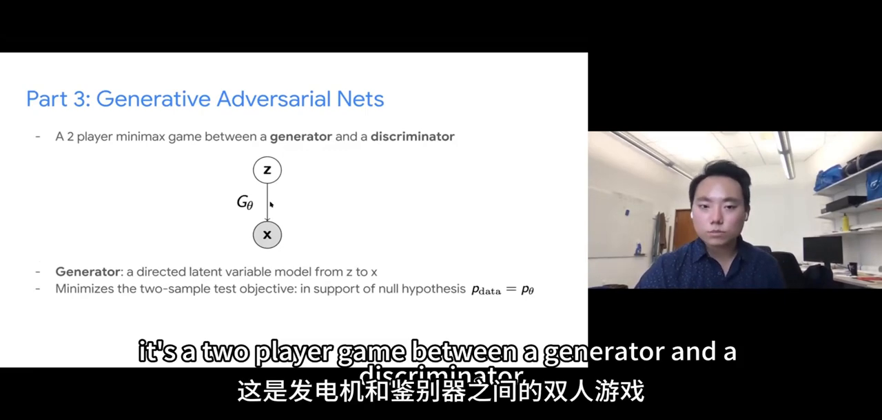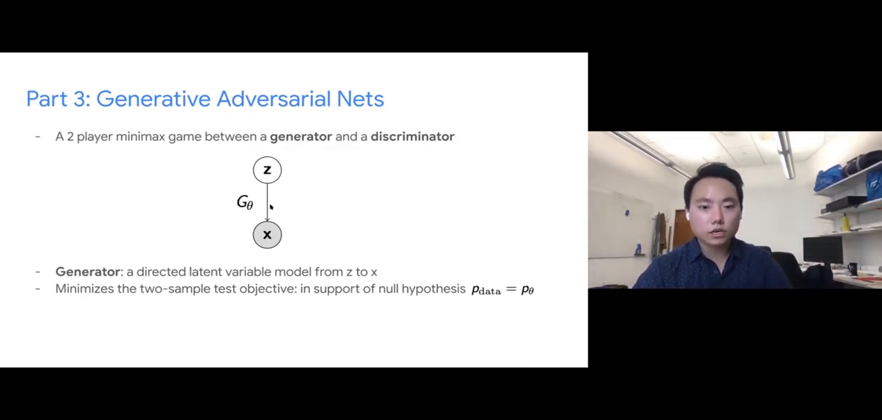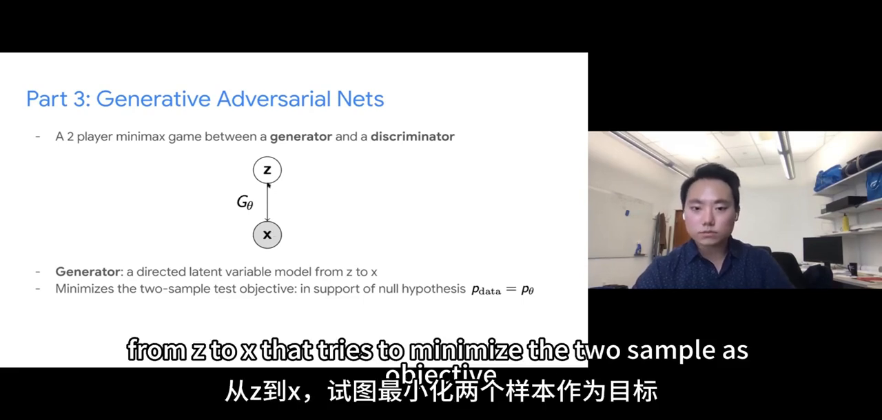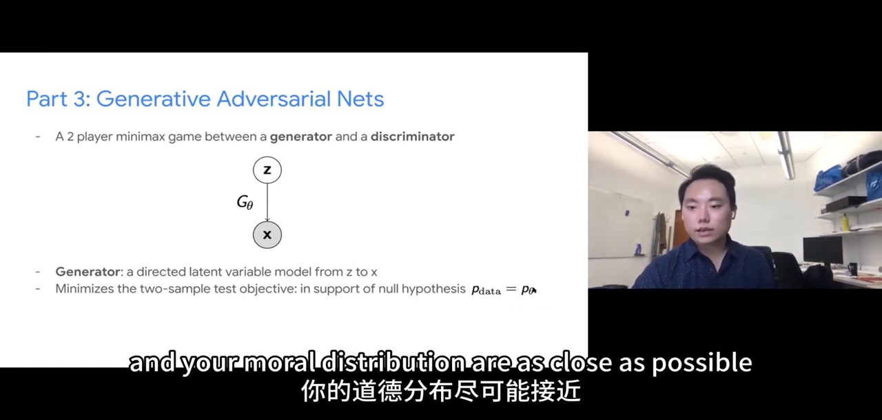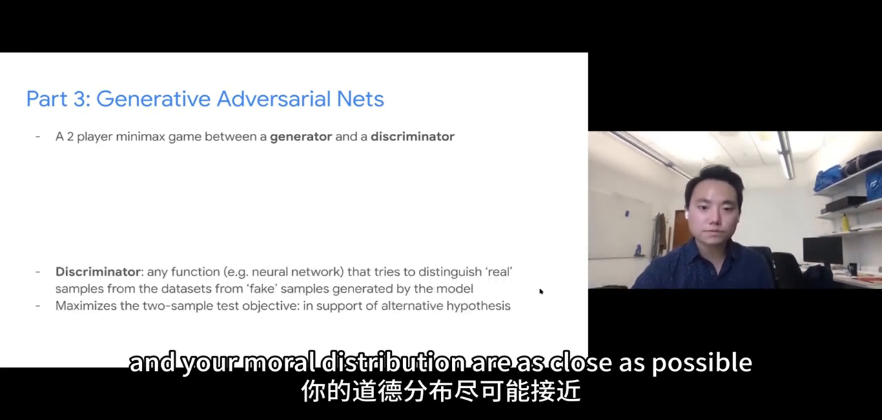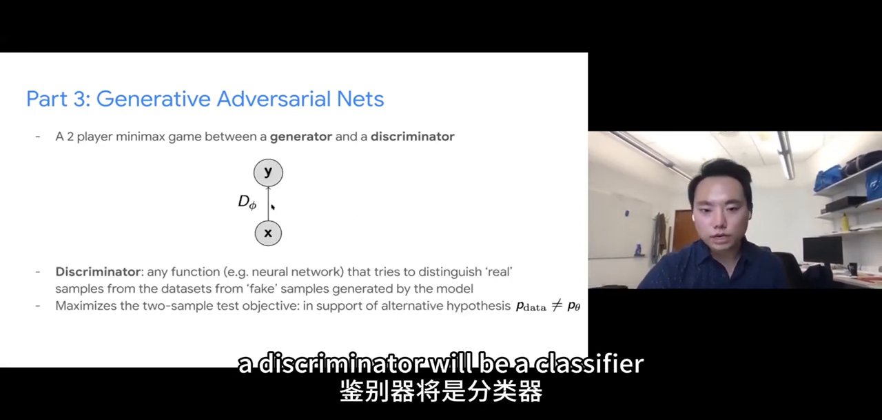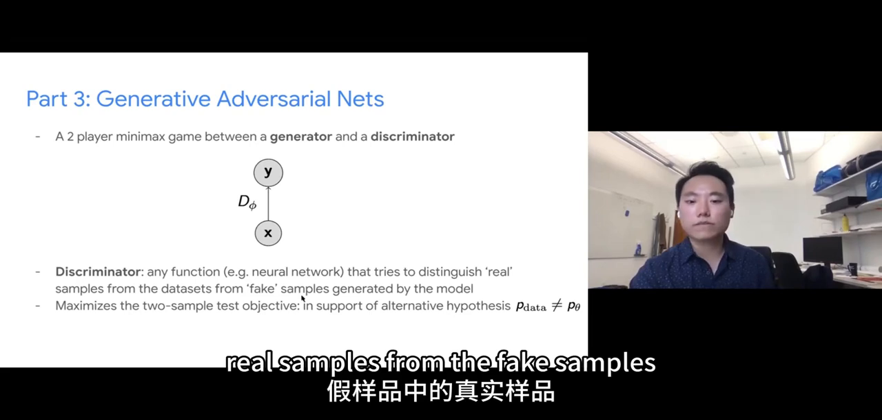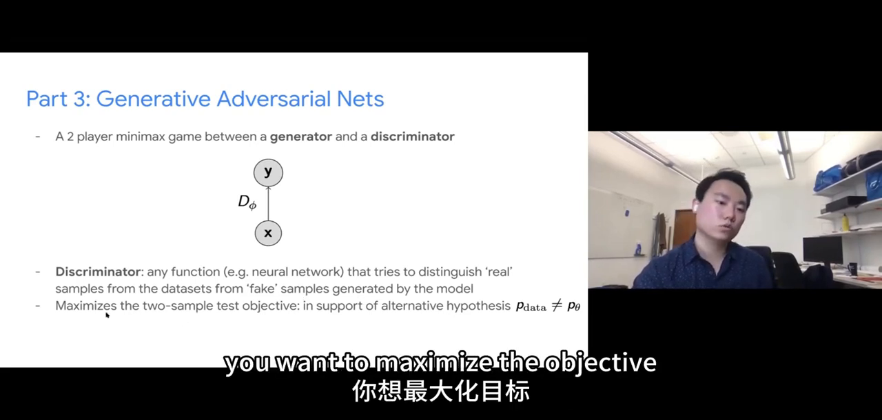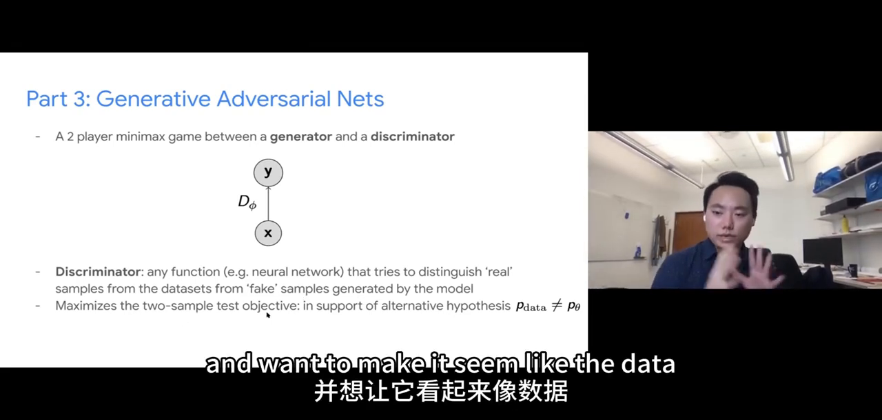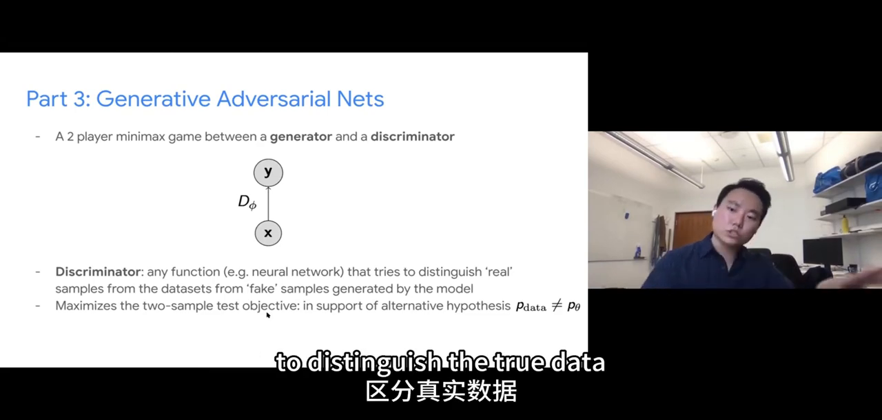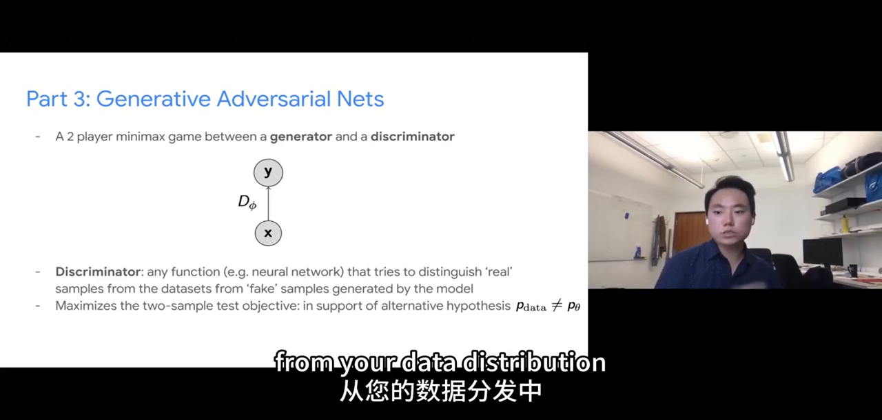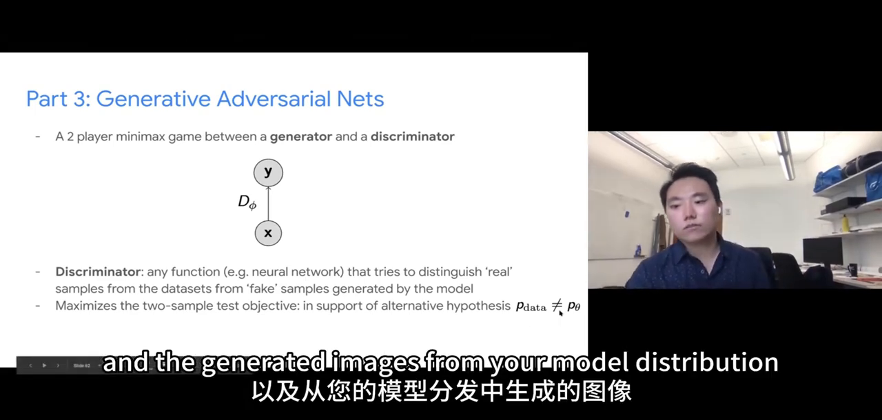So it's a two-player game between a generator and a discriminator. A generator will generate data from Z to X that tries to minimize the two-sample test objective. You want to make it seem like your data and your model distribution are as close as possible. And a discriminator will be a classifier, a neural network that tries to distinguish real samples from the fake samples generated by the model. In other words, you want to maximize the objective, to distinguish the true data from your data distribution from the generated images from your model distribution.